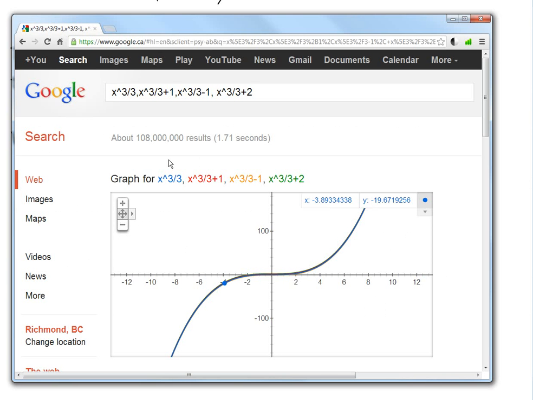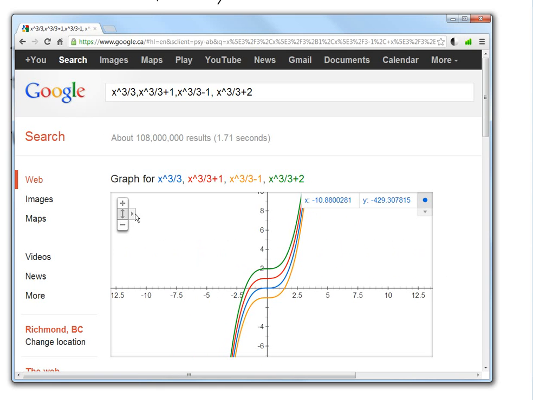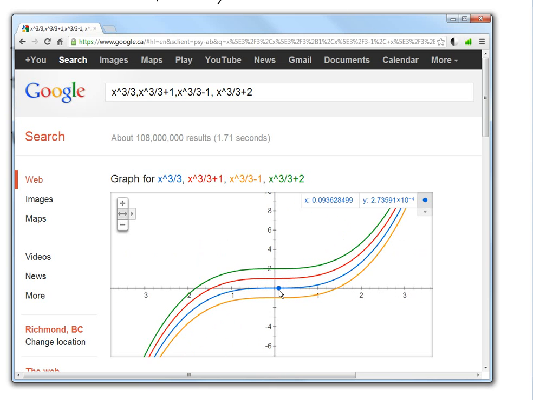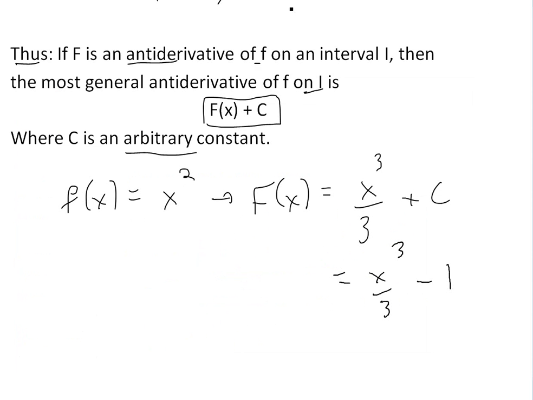And if you were to graph this little family of curves, we'll zoom in on this one. I have x to the power of 3 divided by 3, and x to the power of 3 divided by 3 plus 1. This one has a negative 1 constant, this is a plus 2 constant. So this is the original one. This blue one is without a constant. This one's plus 1, so all you do is shift it up once, and this is minus 1, so you shift it down. So we have this family of curves, and these are all antiderivatives of x squared.